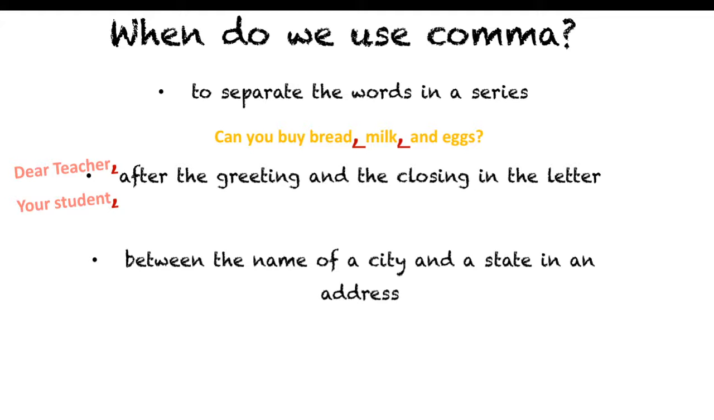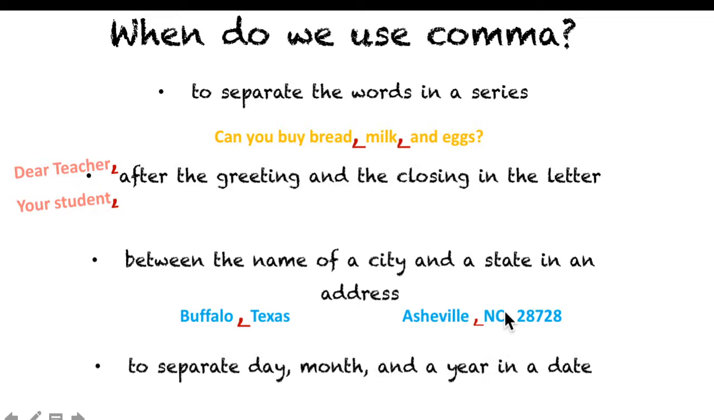You have to use the comma between the name of the city and the state in the address. Like here you have a city and the state, Buffalo, Texas. You need to put the comma. Or here, when the address has three parts, Asheville, North Carolina 28728, which is the name of the city, the state's name, North Carolina, and then we have a zip code. So put the comma between the city and the state.